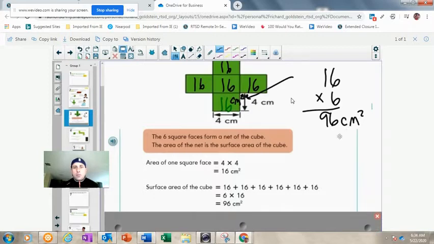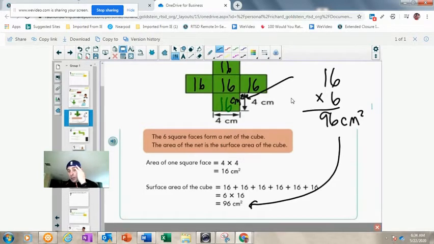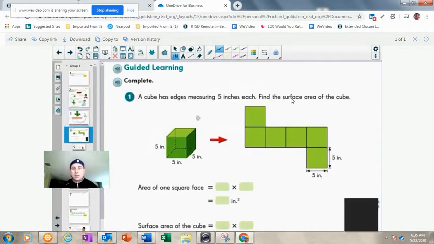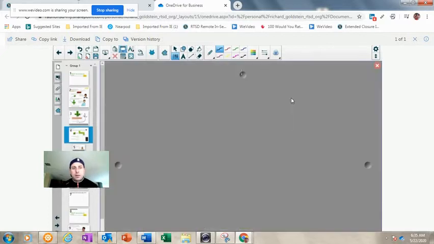So that's essentially what you're going to be doing in these problems. You're going to be finding the area of each face, and then if it's something like a cube, you could just multiply that by the number of faces, right? As it is in this other guided learning practice here.